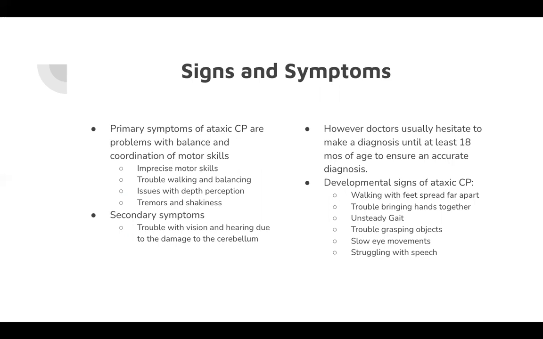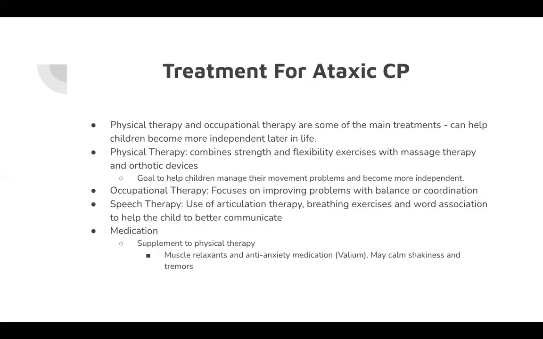However, doctors usually hesitate to make a diagnosis until at least 18 months of age to ensure an accurate diagnosis. Developmental signs of ataxic CP include walking with feet spread far apart, trouble bringing hands together, unsteady gait, trouble grasping objects, slow eye movement, and struggling with speech.